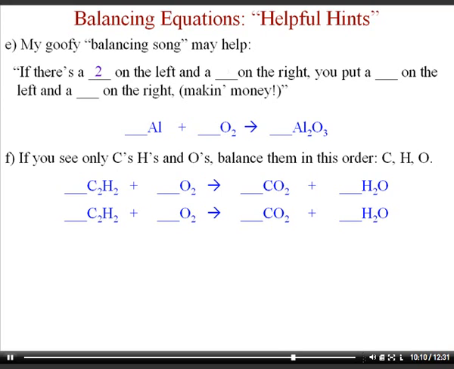If there is a 2 on the left and a 3 on the right, you put a 3 on the left and the 2 on the right and make money. Now, for some stupid reason, one year I just added the making money in there and the students laughed, so I kept it. Anyway, down below you look at the example. We have 2 oxygens on the left and 3 oxygens on the right side. So what do you do? You sing your song. There's a 2 on the left and a 3 on the right. You put a 3 on the left and a 2 on the right, and it's balanced.